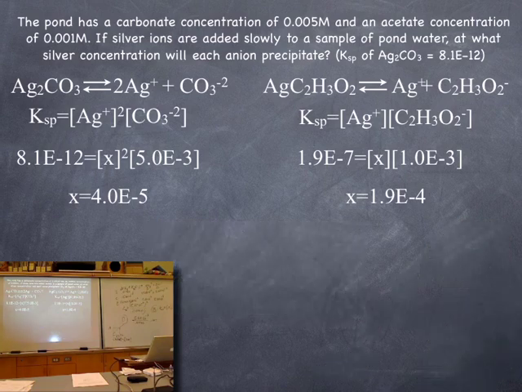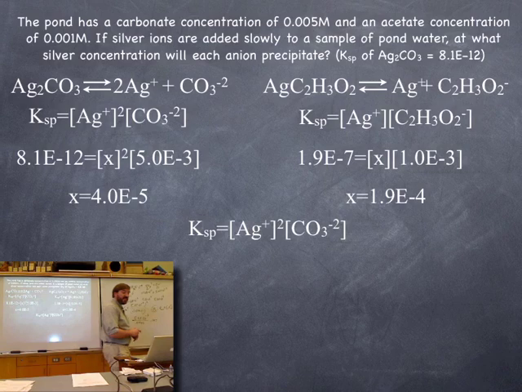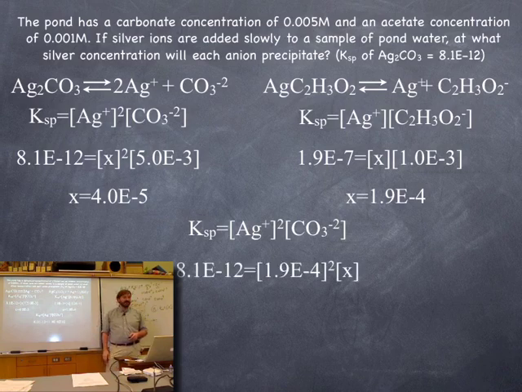All right, so we know the equilibrium. We're dealing with the carbonate. The KSP is the same, but now what we're looking for is the concentration of the carbonate ion. And we have the concentration of the silver, 1.9 times 10 to the negative 4. That's the concentration at which acetate starts to precipitate. So we know that if the silver concentration is 1.9 times 10 to the negative 4th, the carbonate concentration would have to be 2.2 times 10 to the negative 4th.